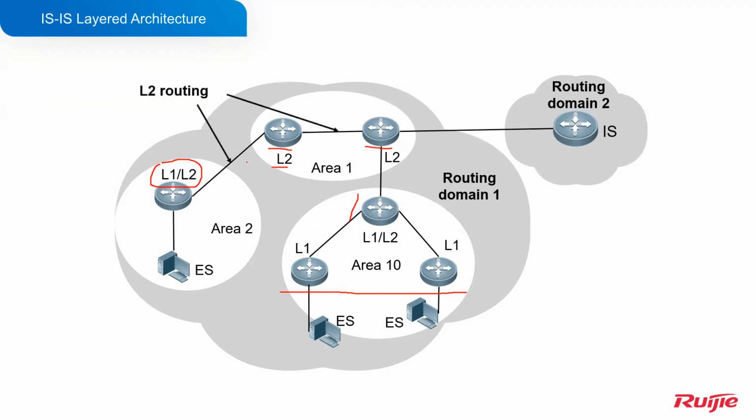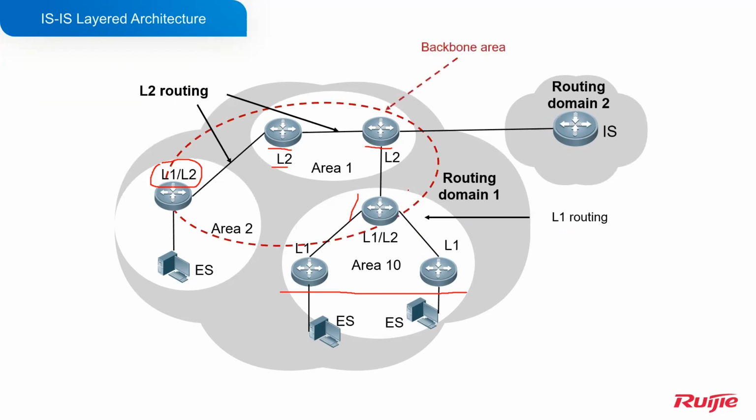And then between different routers, we will get the level 2 routing information. And in the same area between these level 1 routers, we will get the level 1 routing information. And finally, the level 2 and the level 1 and level 2 routers will become a backbone area. Although the area number will be different, it doesn't matter. So this is the definition of the backbone area.